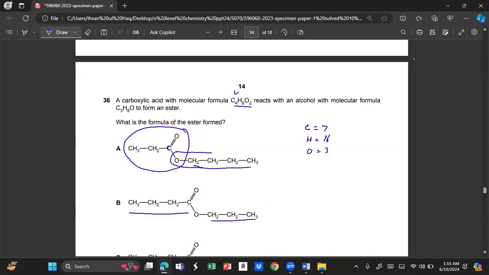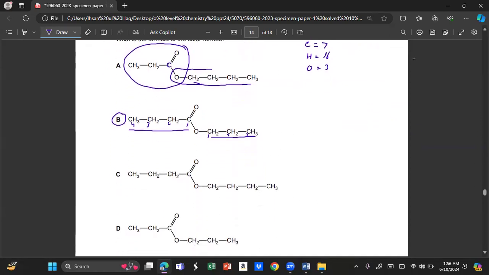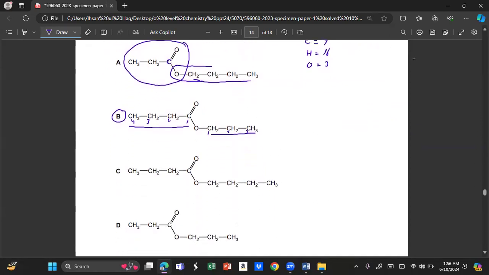So this has four carbons, one, two, three, and four. And alcohol has three carbons, one, two, and three. So structure B looks correct because it justifies the carboxylic acid as well as the alcohol. So structure B is correct, but we can move to see the other options as well.